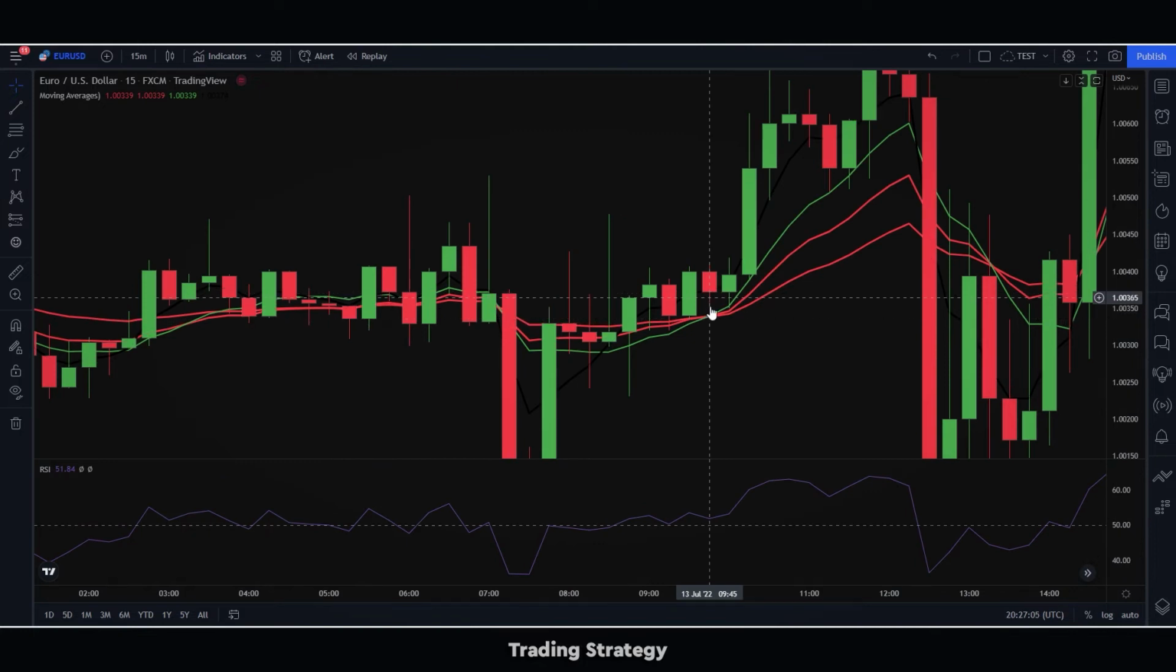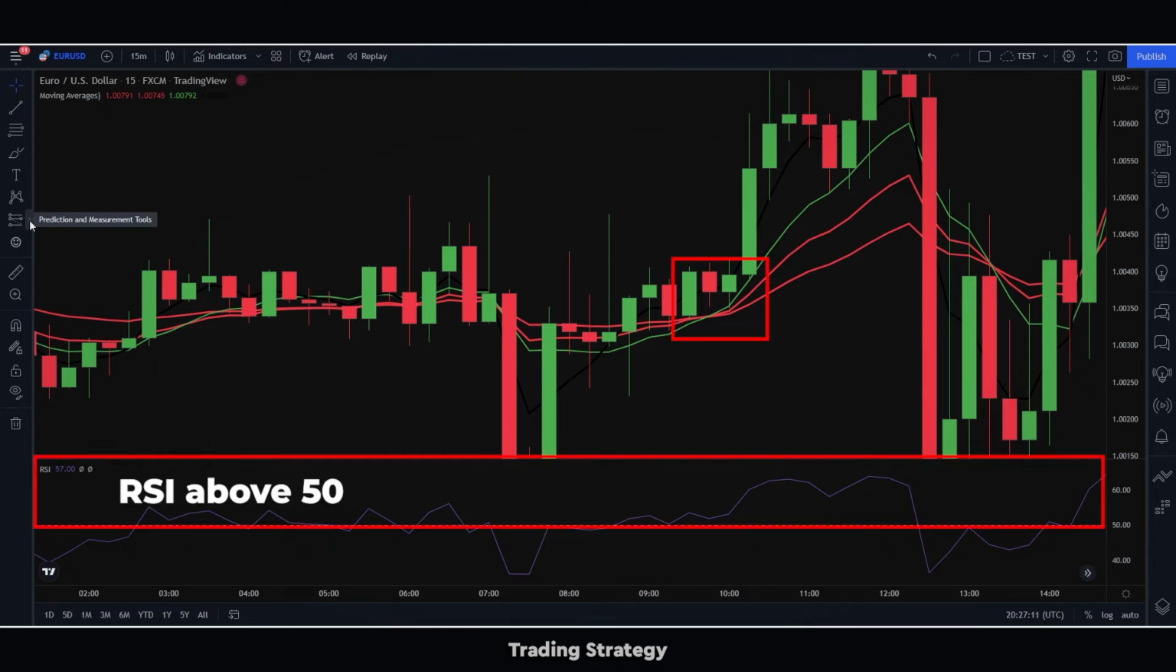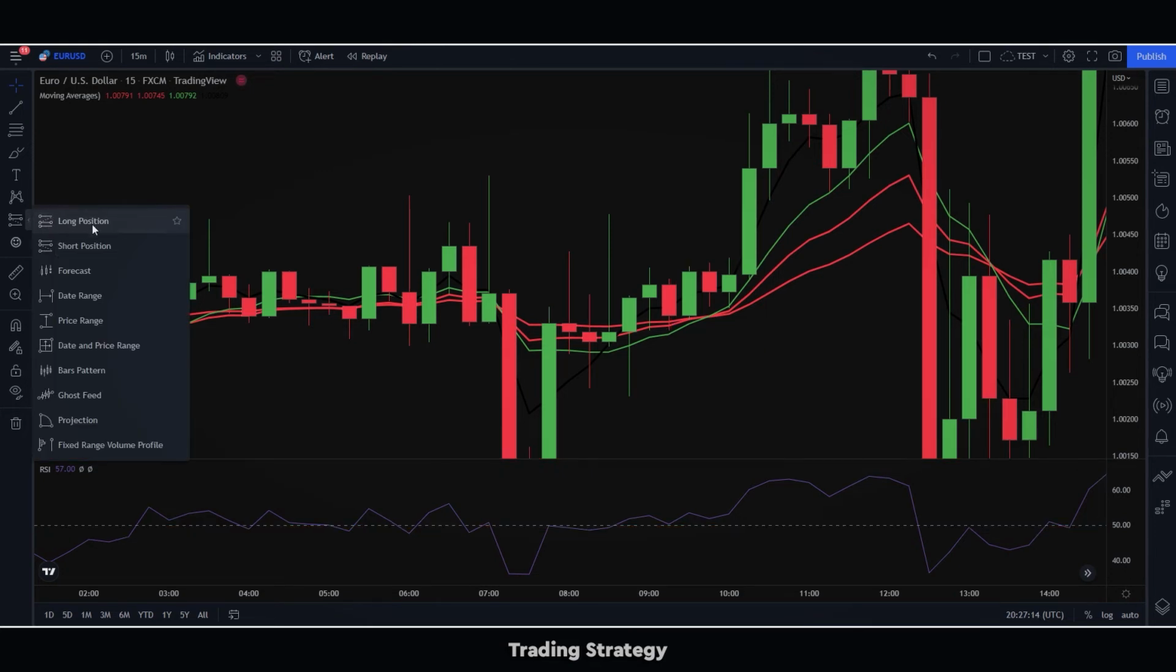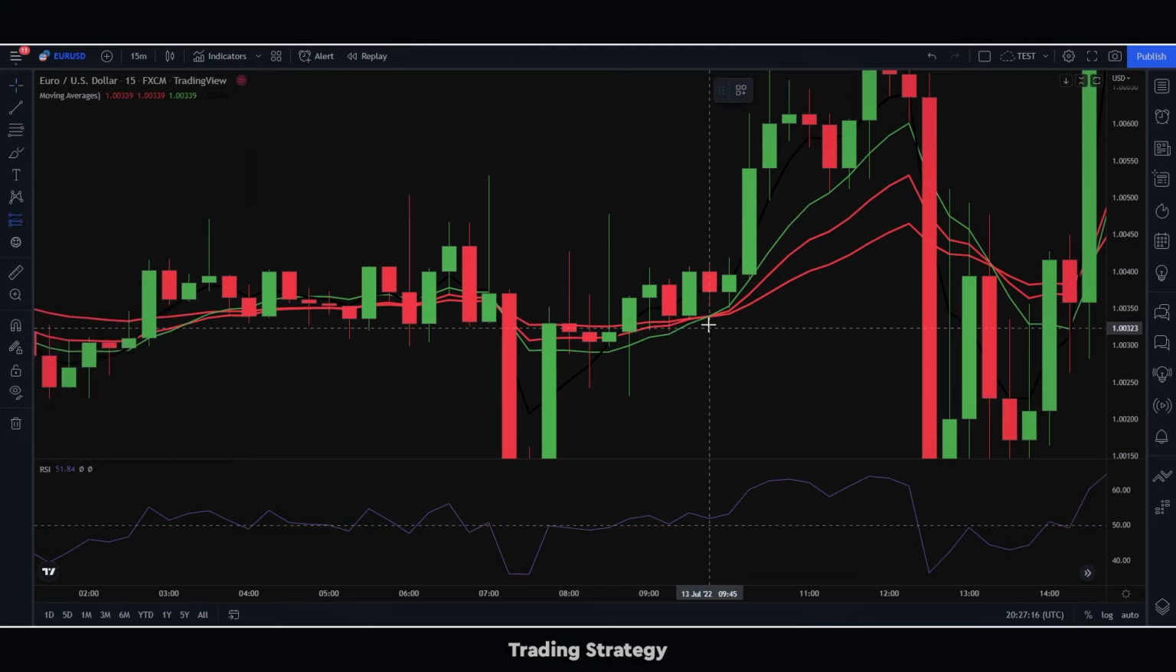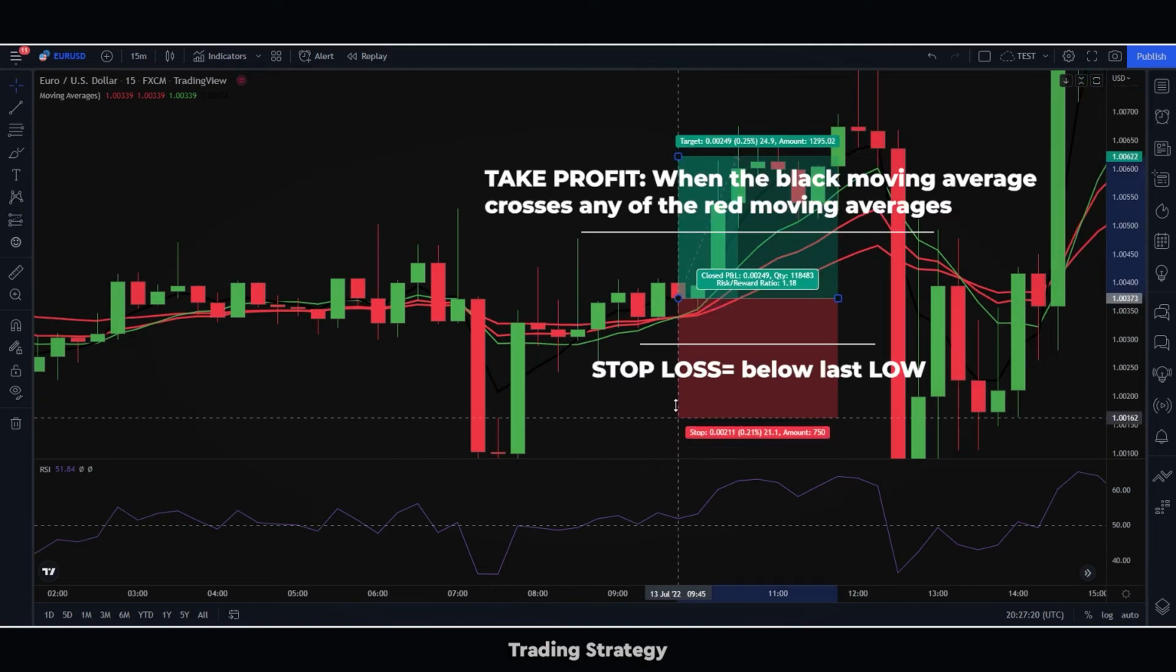In the case of wanting to carry out a buy operation, we will carry it out when the green and black moving averages cross from the bottom up to the two red moving averages, and also the RSI is above 50. We will put our stop loss below the last low, and our take profit when the black moving average crosses any of the red moving averages.